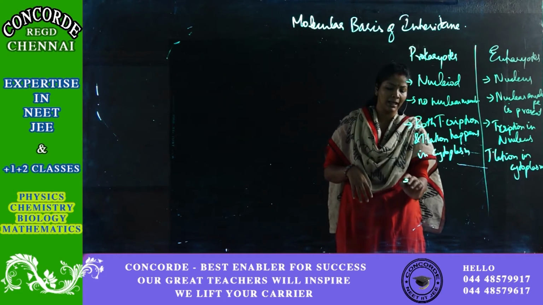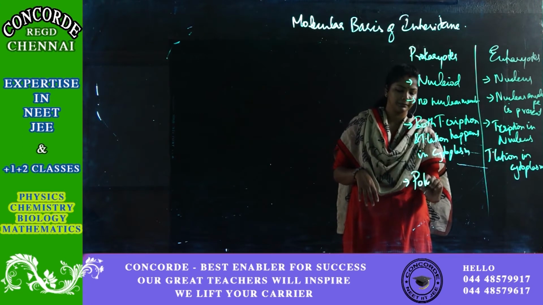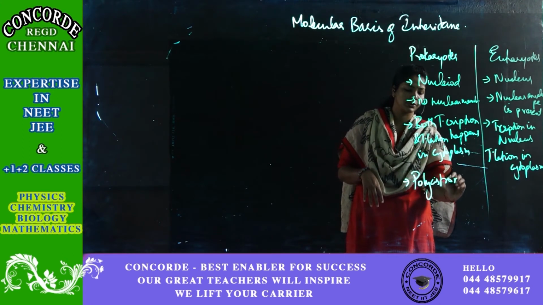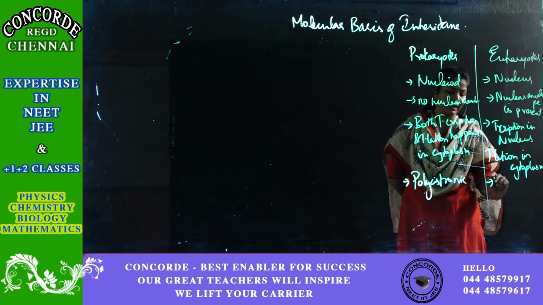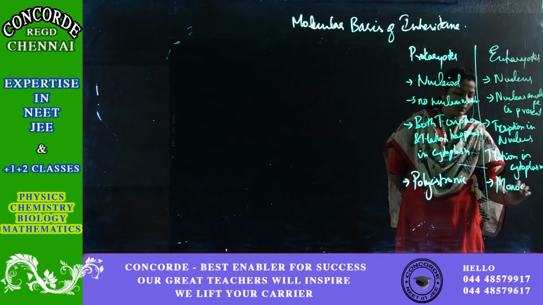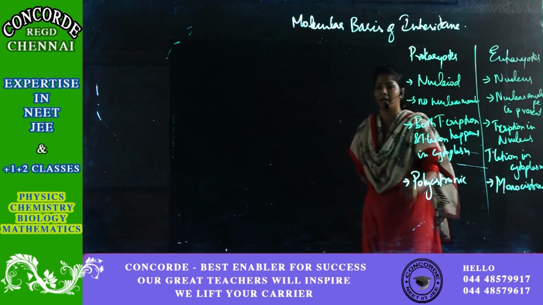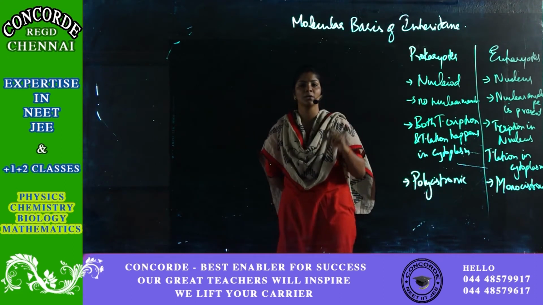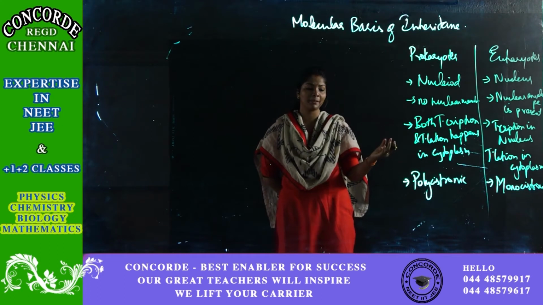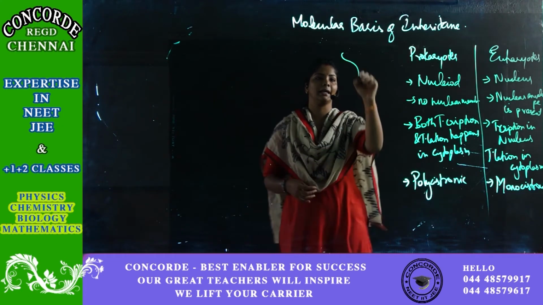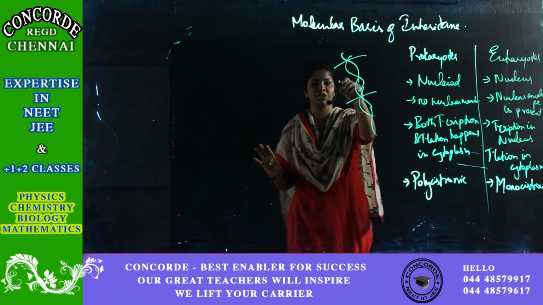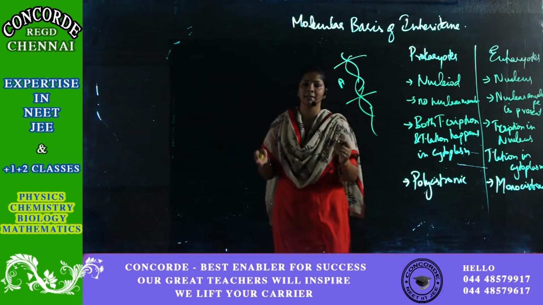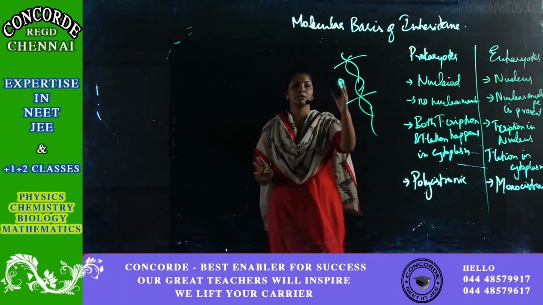Then prokaryotes are polycistronic. What is meant by polycistronic? I'll explain now. And we, the eukaryotes, are monocistronic. So what is polycistronic and what is monocistronic? A cistron is a coding unit of a gene. Normally, if this is my DNA, say for example, this is my gene. You know what a gene is: a gene is nothing but a sequence in a DNA. So this is gene A.